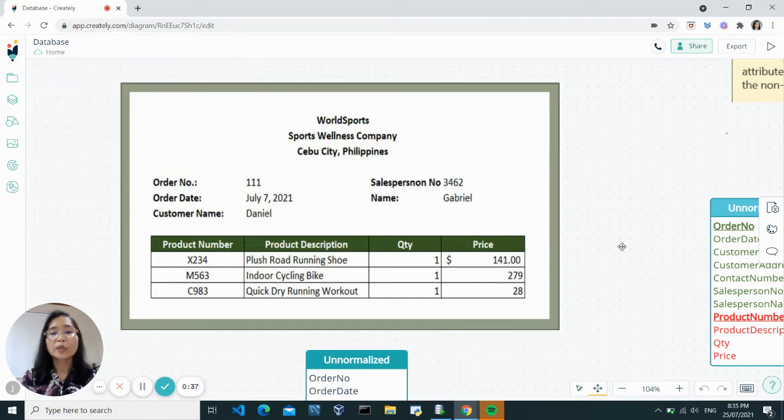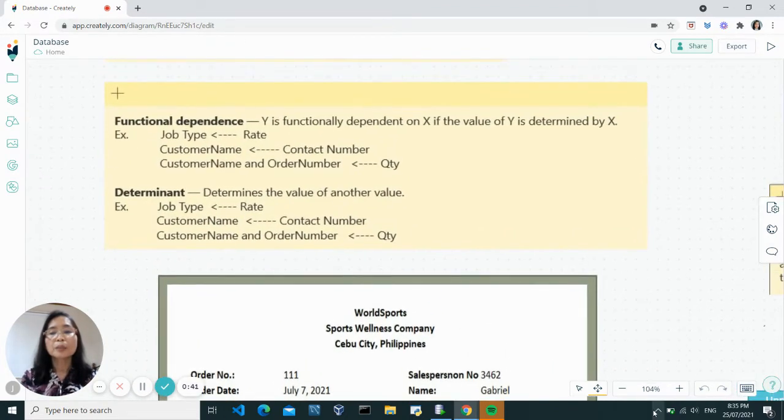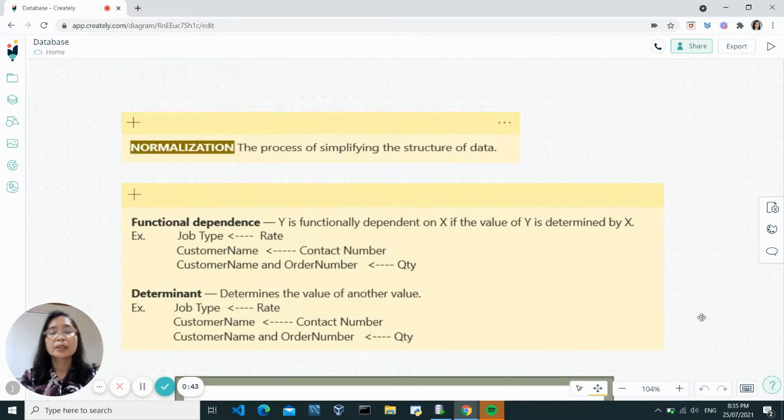Now, what is normalization? Normalization is simply the process of eliminating anomalies. So it's the process of simplifying the structure of data. Now, the two concepts or ideas that you need to understand to go through the normalization process are functional dependence and determinant.